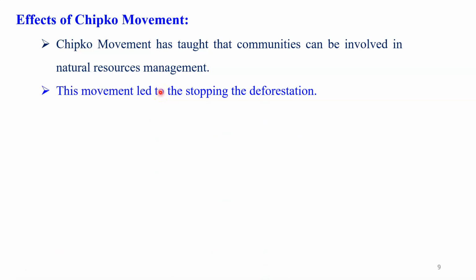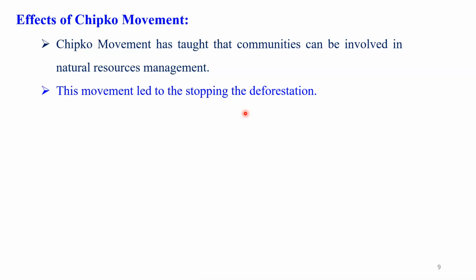This is a very important outcome of this movement. The movement led to stopping the deforestation. This was a very important idea, an inspiring example. The people can stop the deforestation process. If they do not agree with such a process, then if they combine their effort, they can do this.